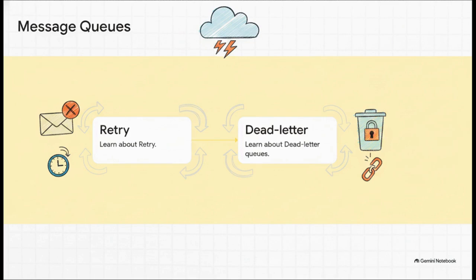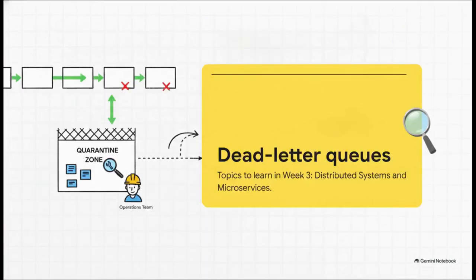We can't retry forever, right? That takes us to step 3. The failed message gets routed to a dead letter queue. And what exactly is a dead letter queue? It's a designated holding area for messages that cannot be processed successfully after a set number of retries. Think of it as a quarantine zone.